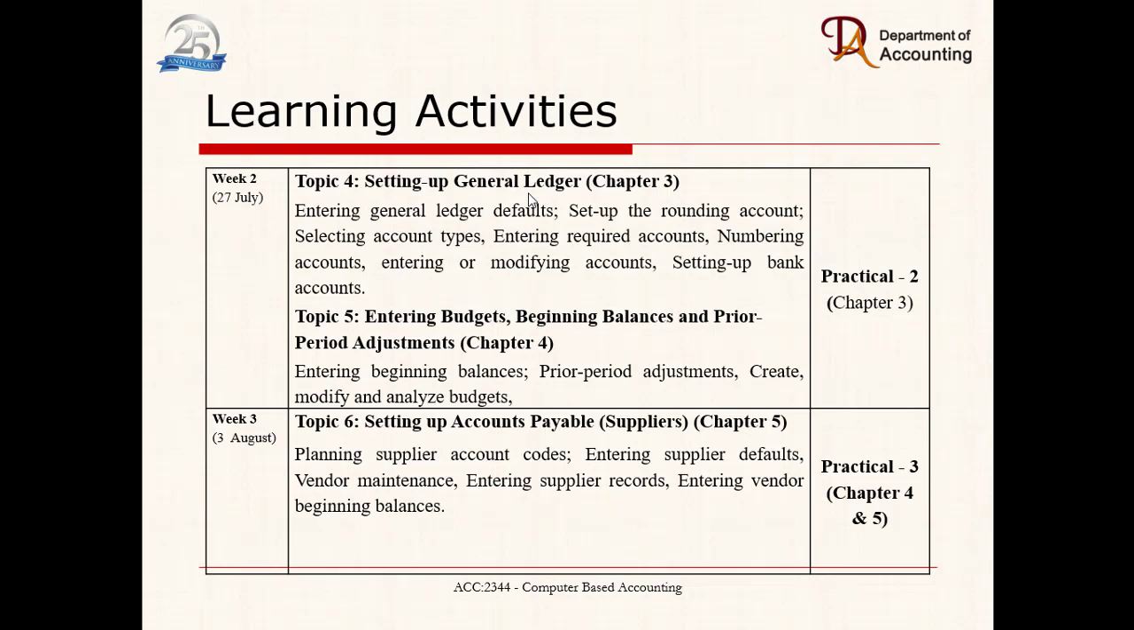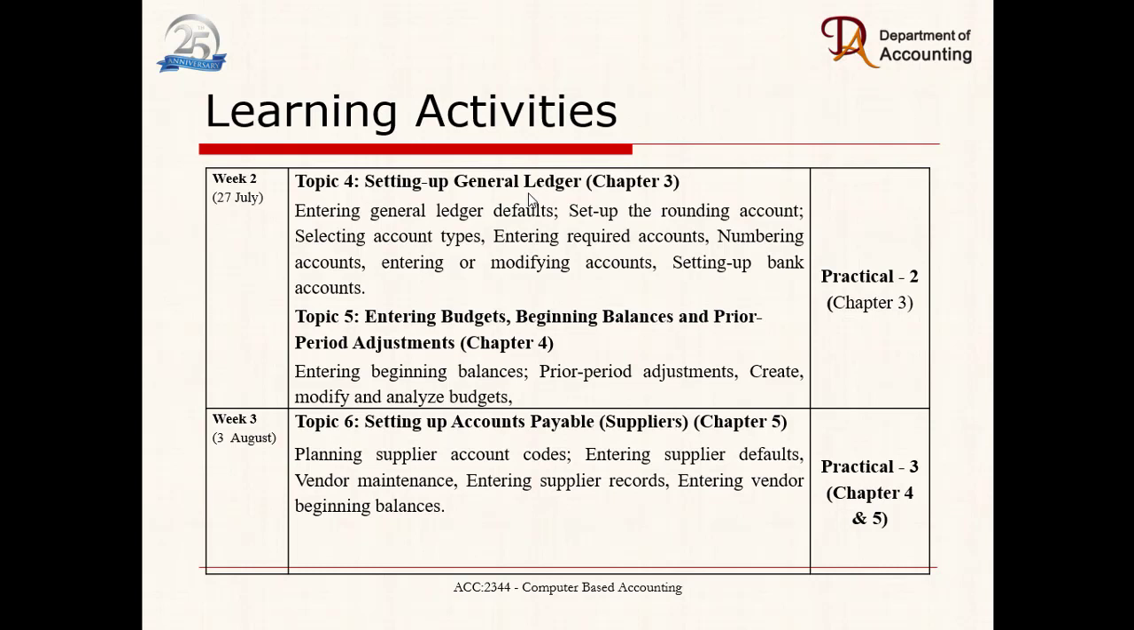Then in week 2, you're going to learn about what comes after you have set up the company. Once you set the company, the next crucial aspect is setting up the general ledger. You know what the general ledger means, right? This is something that you learned in your A levels. It is the place where we keep the ledger accounts, in a simple sense.